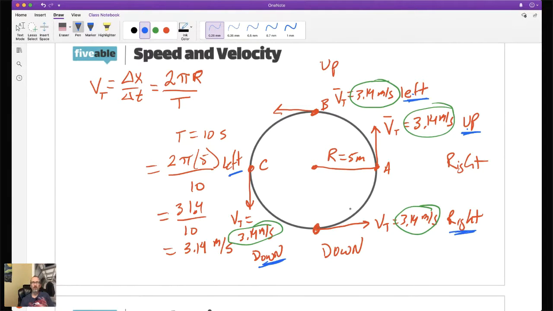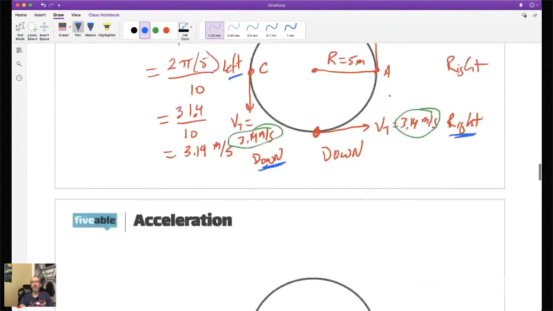So hopefully that gives you a little bit better insight into the difference between speed and velocity. And you can kind of see it here a little bit better too. So that's something I'll have to do in class next year, and that'll help.